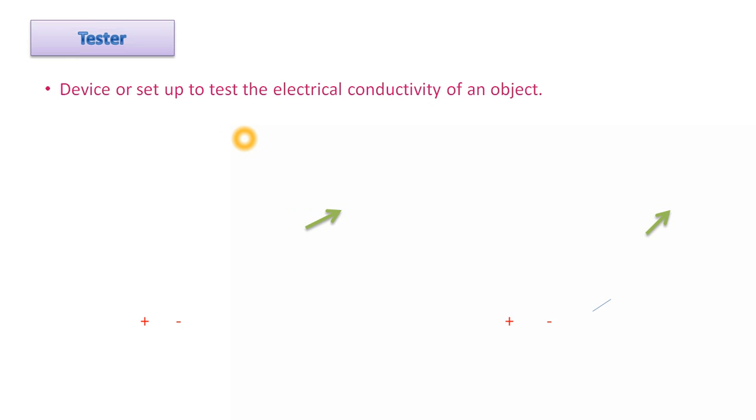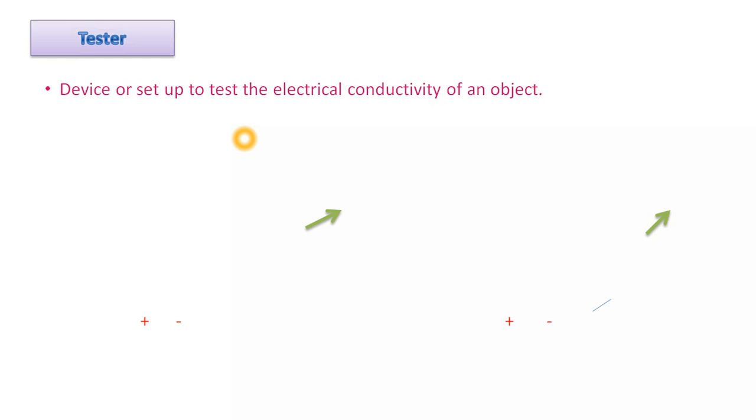For that purpose, we make use of a device called a tester. The job of this tester is to test the conductivity of a substance, whether the substance is a liquid or solid. So it's a device or a setup to test the electrical conductivity of an object. When I say electrical conductivity, conductivity means the property of a substance to conduct electric current. How well or how badly a substance allows electric current to pass through it, that is what we mean by conductivity of an object.